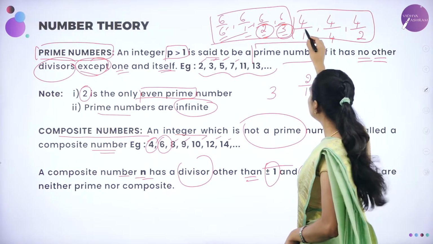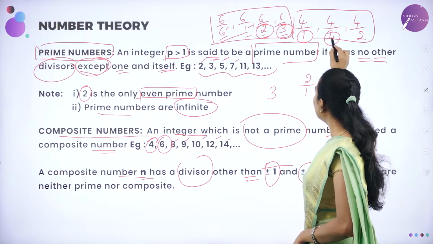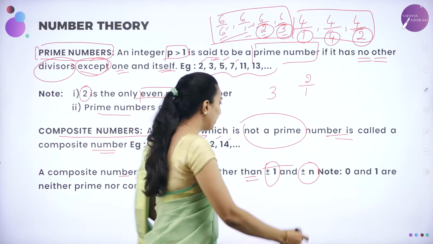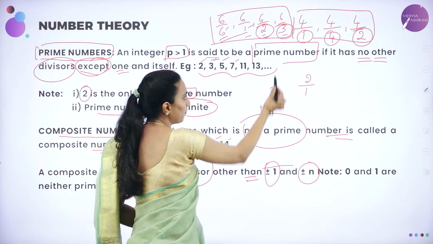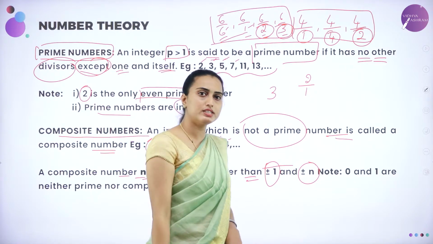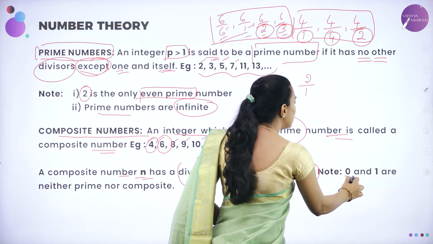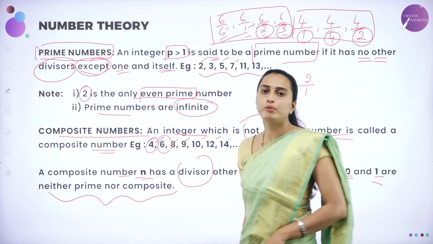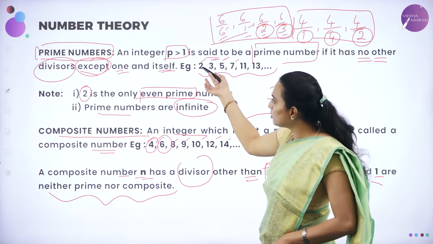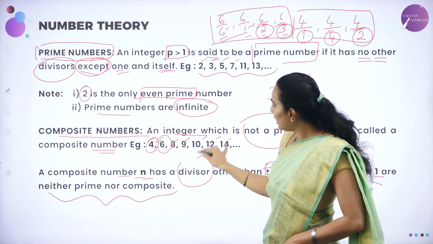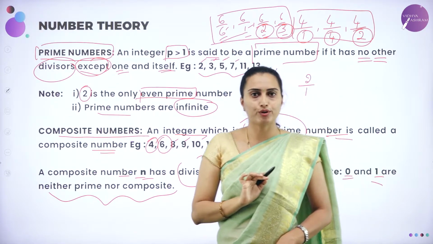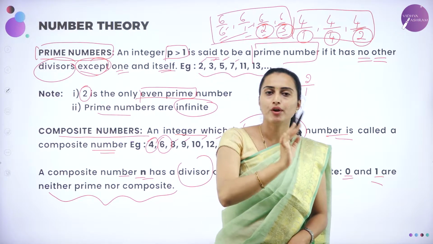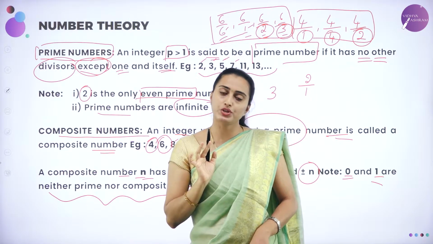You can leave this and this. Other than 1 and itself, it is having 2 also as divisors. So, generally we are going to take it as plus or minus 1 and plus or minus n. You have to note that 0 and 1 are neither prime nor composite, because it will be used in prime number also, it will be used in composite number also. So, we are going to call that one as neither prime nor a composite number.